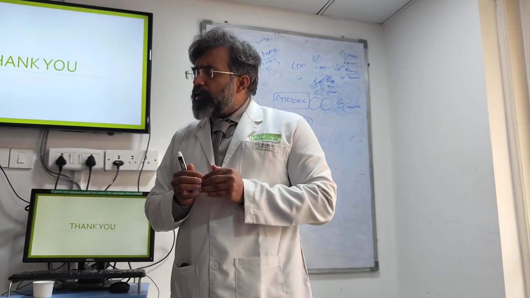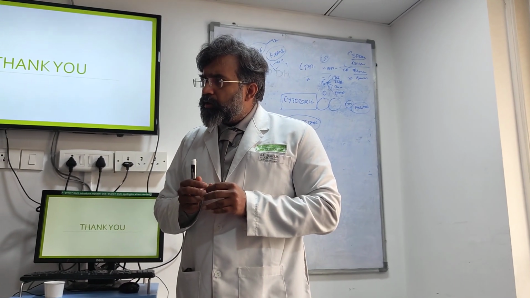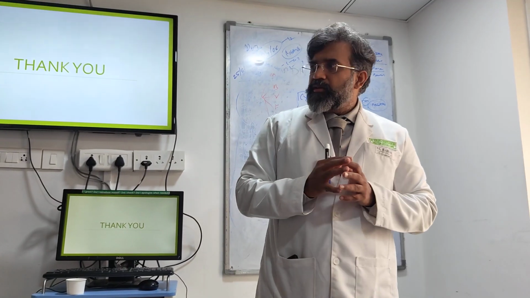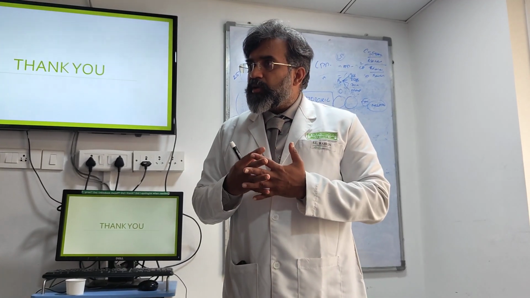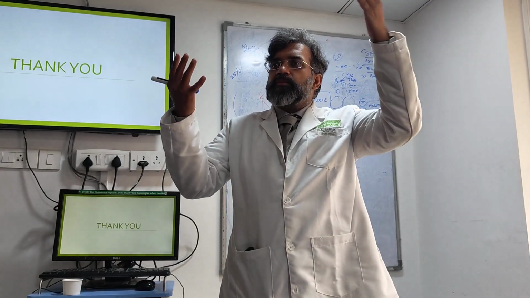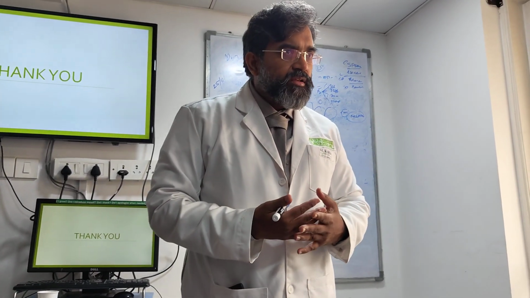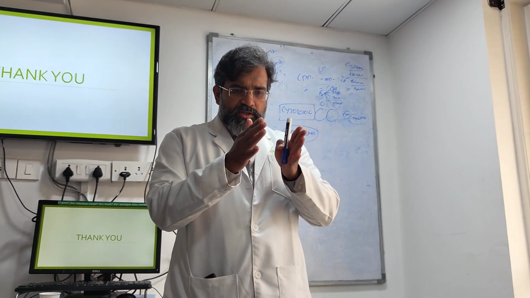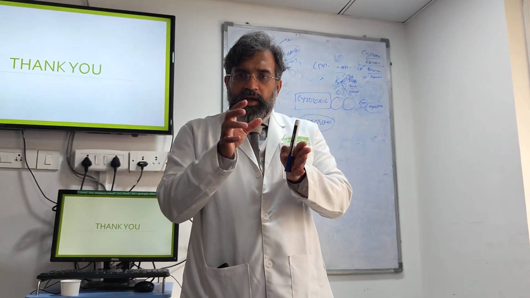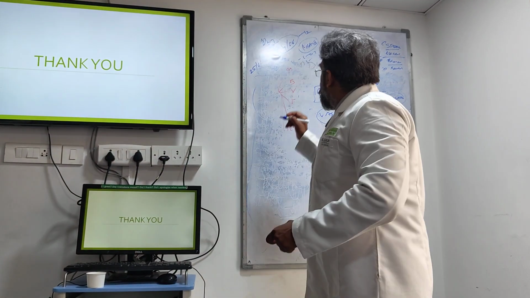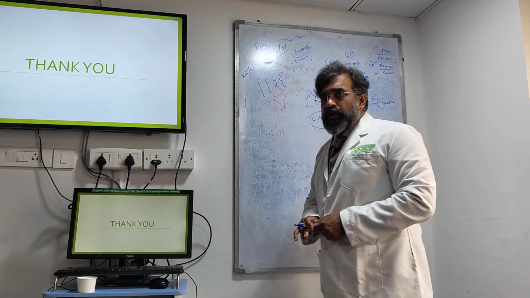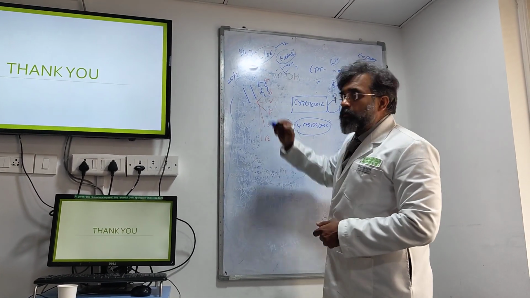What is the blood-brain barrier? Where is it? Understand this now. The blood-brain barrier is the barrier between the vessel and the neuron.